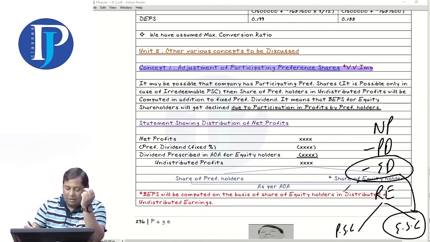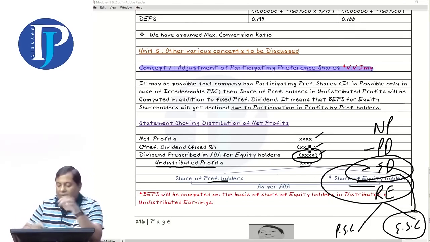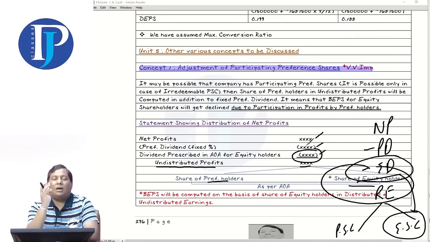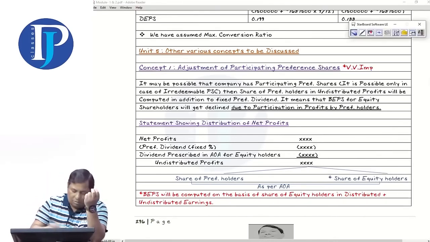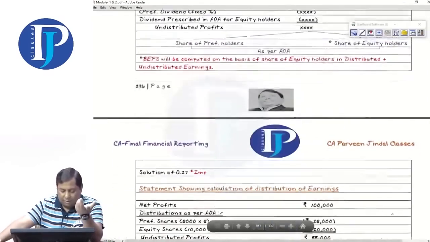What you need to do is create a chart first: net profit, then fixed dividend, then the stake of equity holders, and whatever is left is undistributed profit. Calculate it in proportion for preference and equity shares. Now from the share of equity in distributed and undistributed portions, you can calculate the EPS. From earnings available for equity shareholders, we will find EPS. Remove the preference distribution and preference undistribution. See, it's a simple formula.